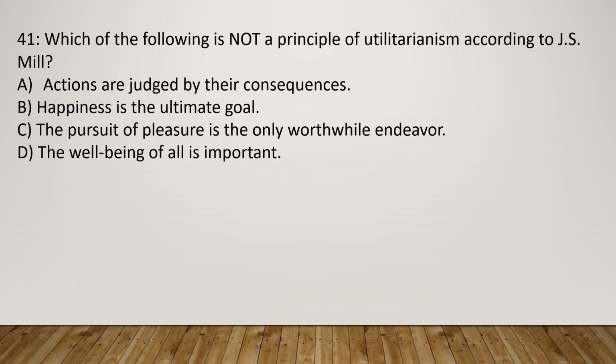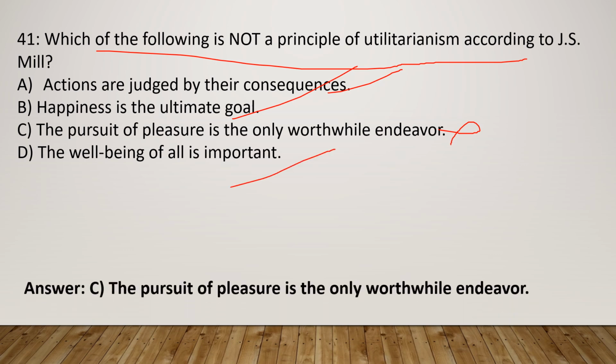Which of the following is not a principle of utilitarianism according to J.S. Mill? Actions are judged by their consequences. This is correct. This is there in principles of utilitarianism. Happiness is the ultimate goal. This is also there. The pursuit of pleasure is the only worthwhile endeavor. This is not correct. The well-being of all is important. This is also there. So the correct option is option C.